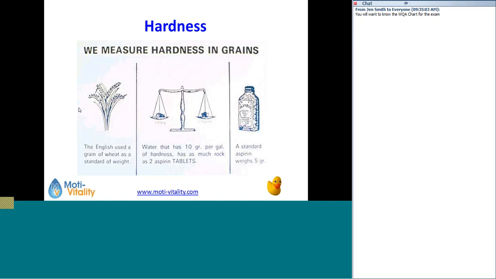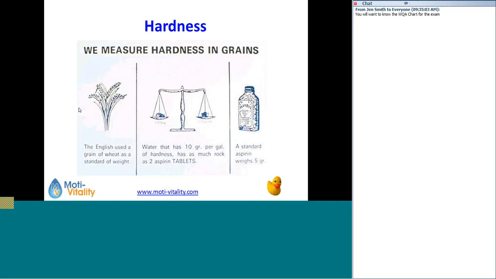I don't know if those of you on the call or taking this class are in the home doing sales, but when I'm trying to explain it or put it in perspective to somebody, what does 10 grains mean to somebody? But an aspirin tablet usually weighs about 5 grains. So 10 grains of hardness is going to be the equivalent of about 2 aspirin tablets.